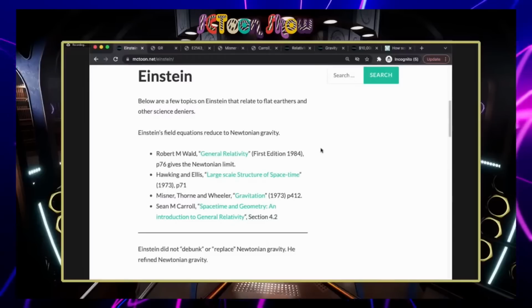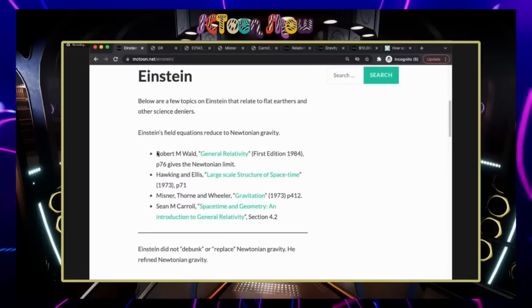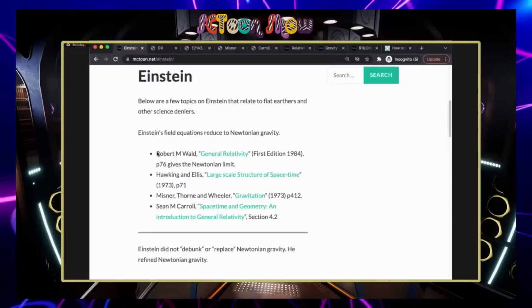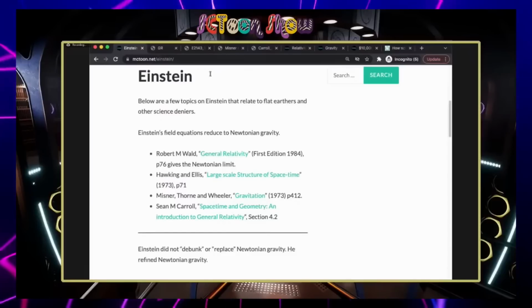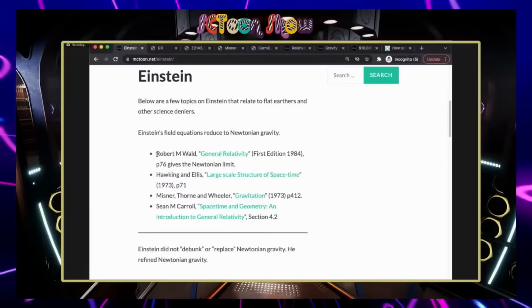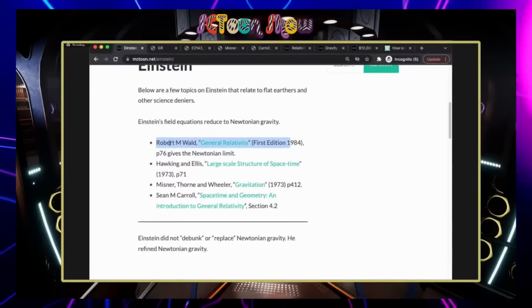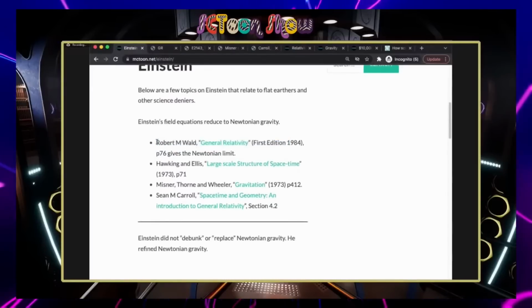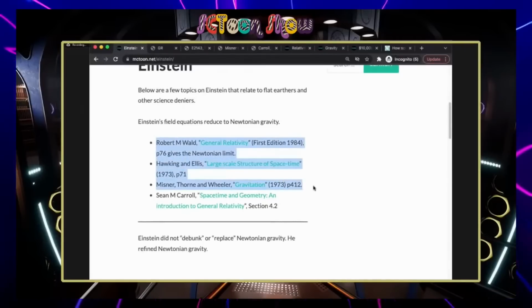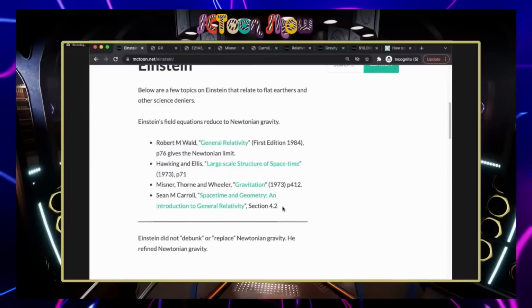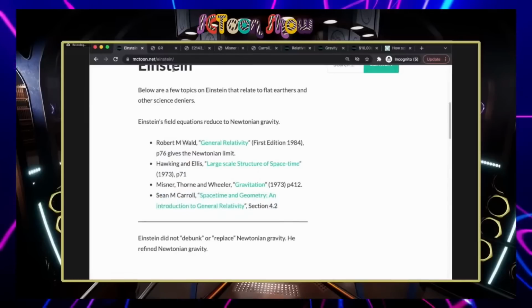But I don't know where you got that Einstein's field equations do not reduce to the Newtonian limit. They do, in fact. So I have right here mctoon.net/Einstein, 4 different citations. The first 3 are Einstein's field equations reducing to the Newtonian limit, and the 4th one is the Newtonian limit expanding to Einstein's field equations.